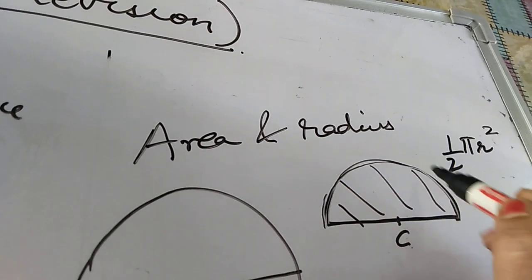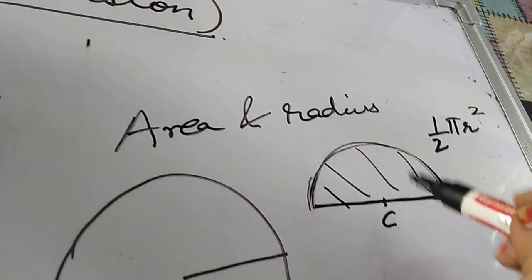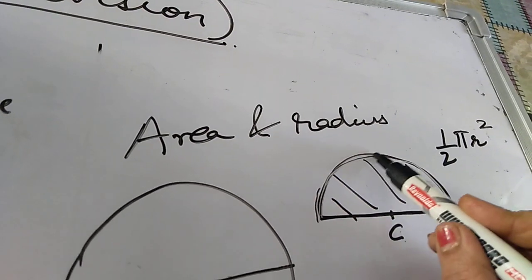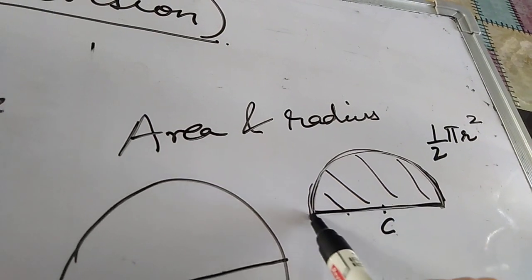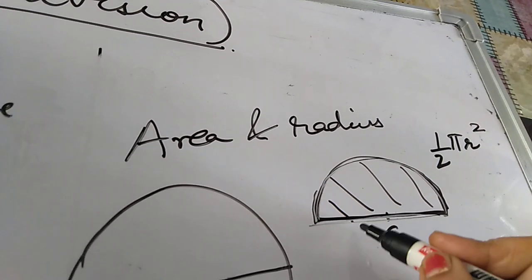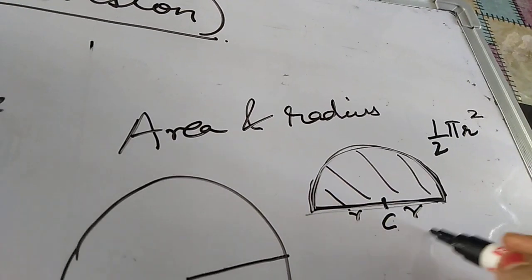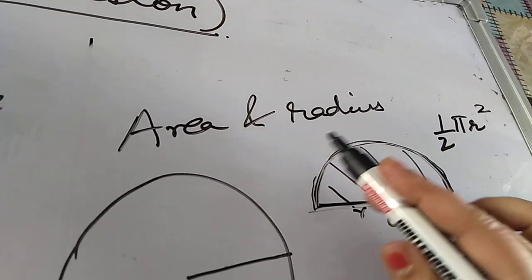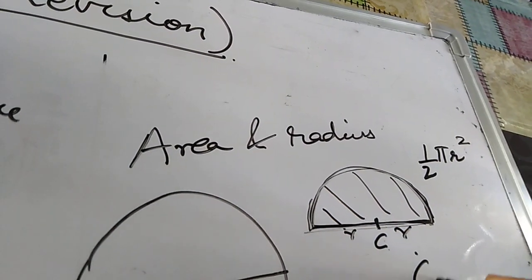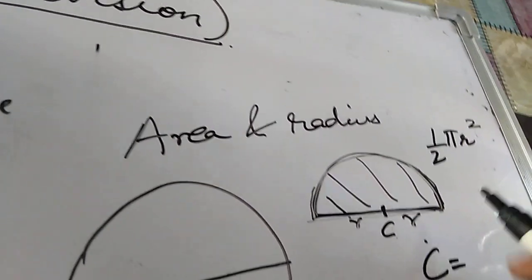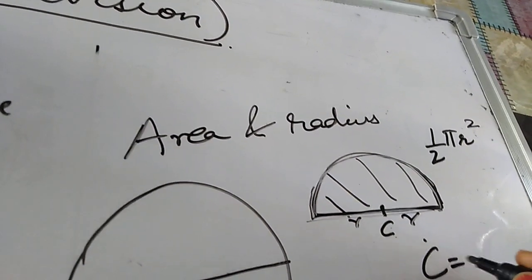But when we are asked to find the outer boundary of this semicircle, child, what will you do? The outer boundary of this semicircle will consist of this circular part, and it will consist of this line segment, that is 2 times radius. This is the center. 2r will be added to the circular part. Now, when it was a full circle, what was the circumference?